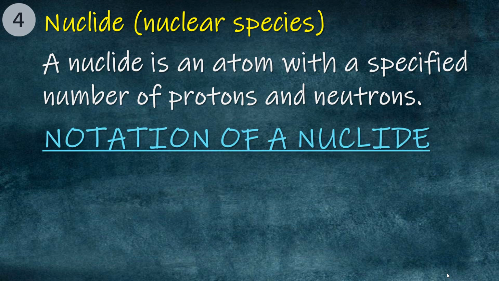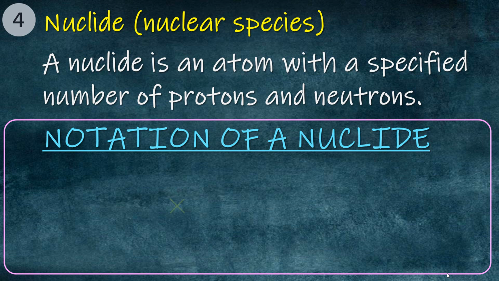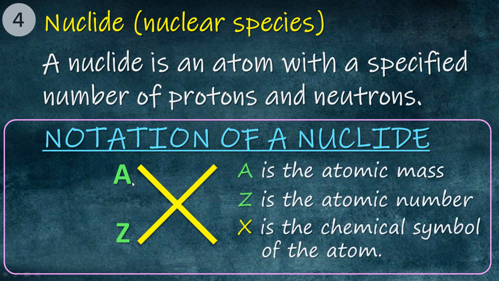So let's look at how we denote the notation of a nuclide. We will have the chemical symbol of an element, which I'm just putting as an X. Up here, we put the atomic mass. Remember, A is the atomic mass. And down here, on its left, before the chemical symbol of that element, we put the atomic number down and the atomic mass up, where A is the atomic mass, Z is the atomic number, and X is the chemical symbol of the atom.